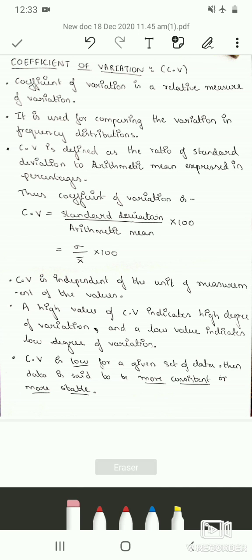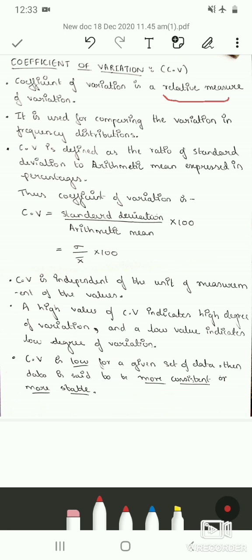So in terms of notations, C.V. is equal to sigma divided by x bar into 100, where sigma is your standard deviation and x bar is your arithmetic mean. So in the previous classes we had seen how to calculate standard deviation as well as the mean. So CV is independent of unit of measurement of the values. It is because we know coefficient of variation is a relative measure. So therefore it is independent of unit of measurement.